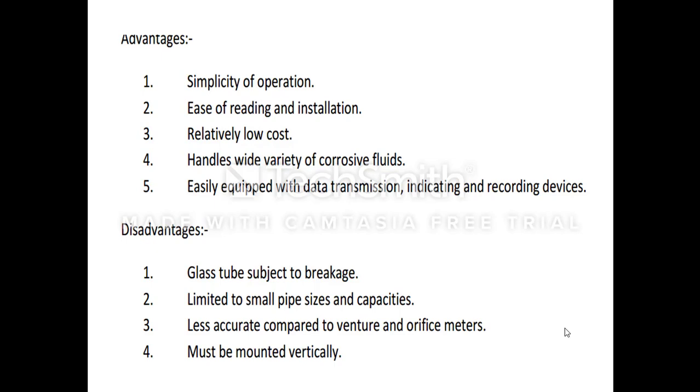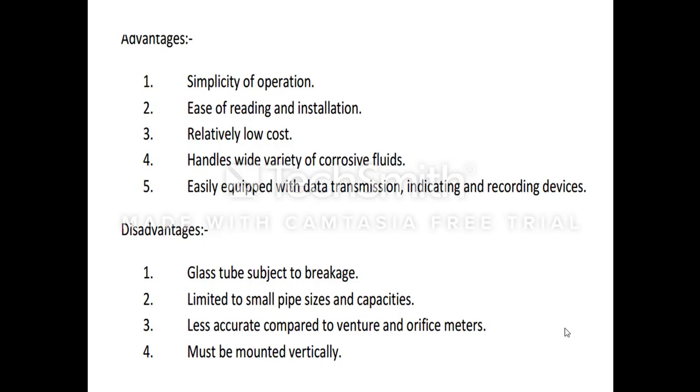It handles a wide variety of corrosive fluids. You can use a wide variety of corrosive fluids, even acids or some other chemical fluids, so that the flow rate can be measured. It is easily equipped with data transmission, indicating and recording devices. Even you can put a recording device also.